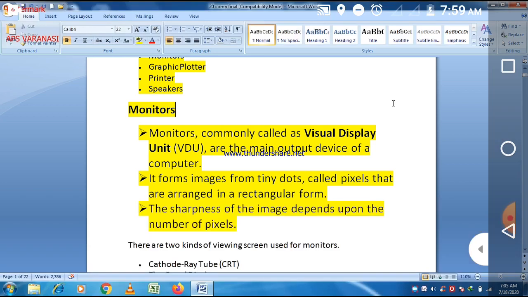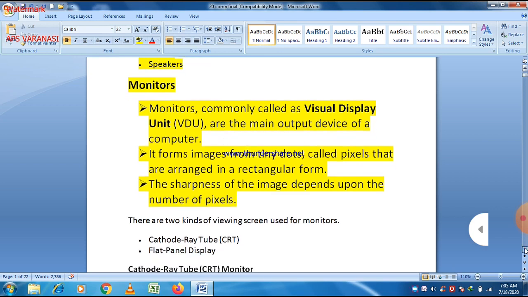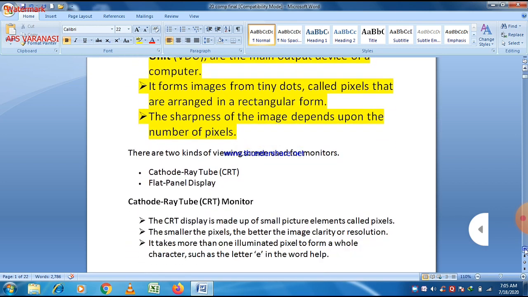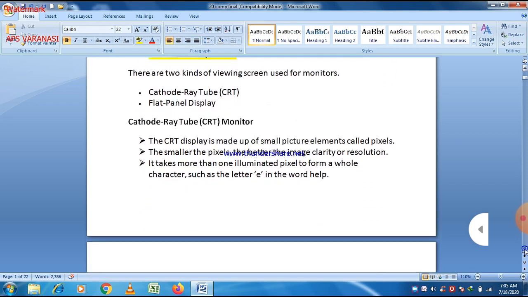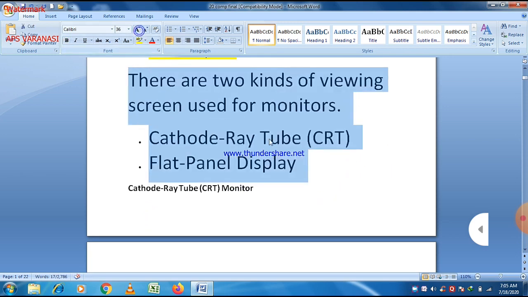Now, different types of monitors. Monitors can be divided into two different types. These are cathode ray tube, also known as CRT most of the time, and second is flat panel display. LED and LCD all fall in the category of flat panel display.